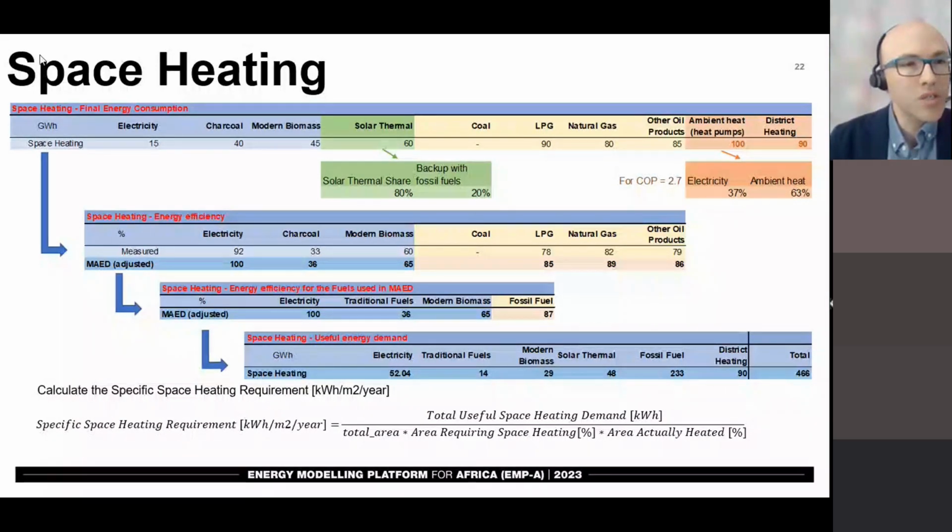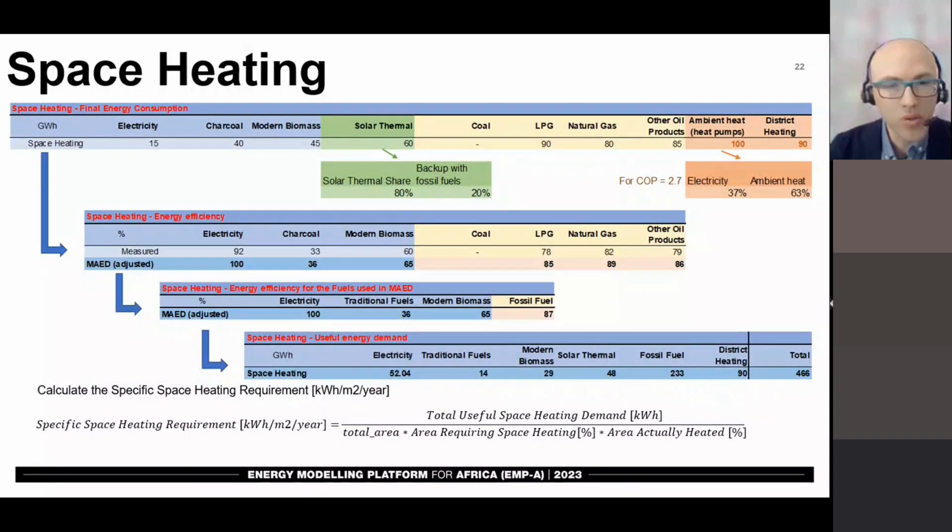We have this data about the final energy consumption for space heating by energy form, and we will need the solar thermal share, and the information about the COP. And we'll also need the energy efficiency for the different energy forms. Energy efficiency, as I mentioned before, the adjusted one, according to the efficiency of electricity. And using this information, we can calculate the useful energy demand by energy form for space heating, and the total useful energy demand for space heating will be the aggregation of the useful energy demand by energy form.